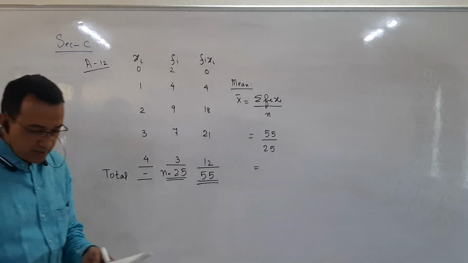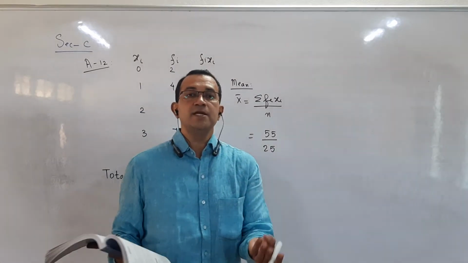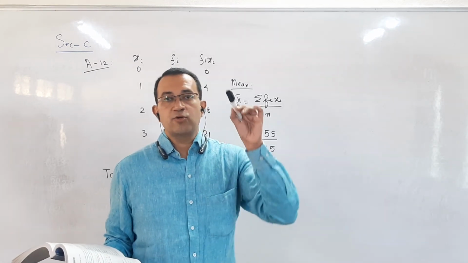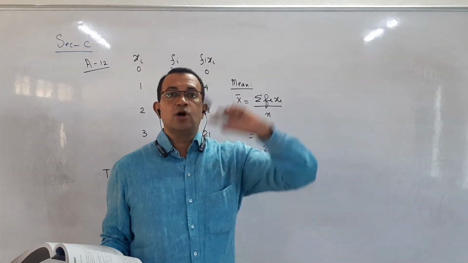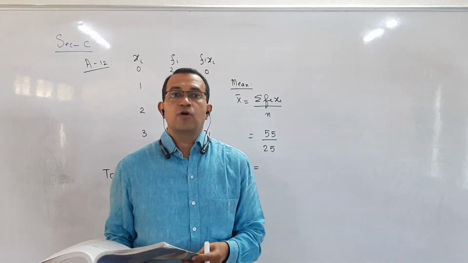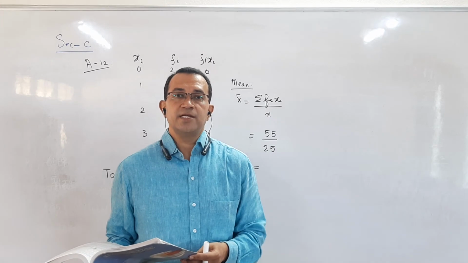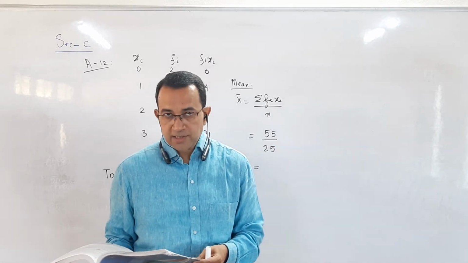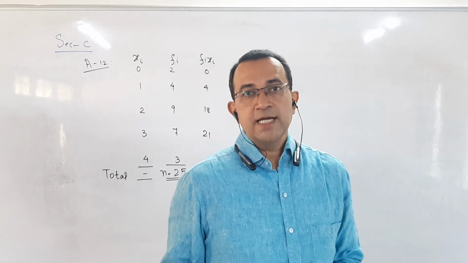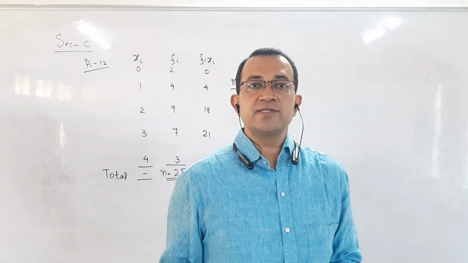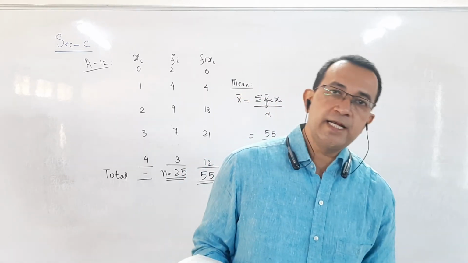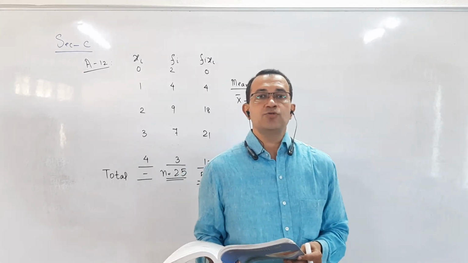Explain the positional averages briefly. Median is the positional average. Median is the value of the observation located in the middle when the observations are arranged in ascending order. Then quartiles divide the data arranged in ascending order into 4 equal parts. The 3 quartiles defined are Q1, Q2, Q3. Deciles divide the data arranged in increasing order into 10 equal parts. The 9 deciles defined are D1, D2 up to D9.